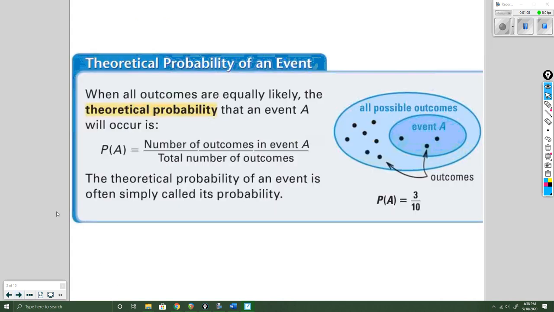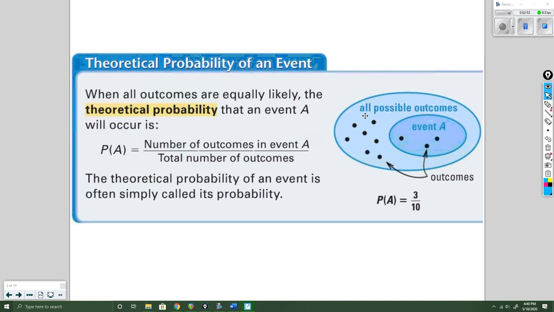Okay, so let's get into the very first topic, which talks about theoretical probability of an event. When all outcomes are equally likely, the theoretical probability that an event A will occur is the number of outcomes in event A divided by the total number of outcomes. This just means the number of different ways that event A can happen divided by the number of different events that are possible given that scenario. So the theoretical probability of an event is often just called the probability.